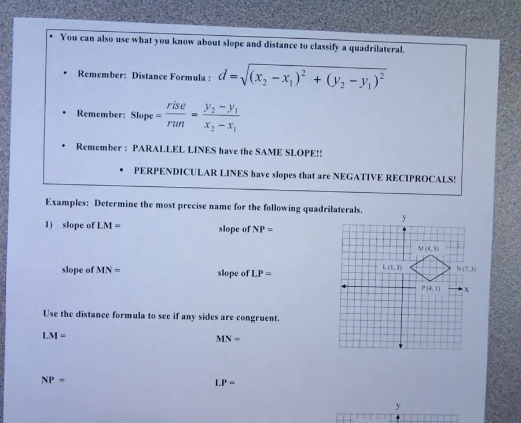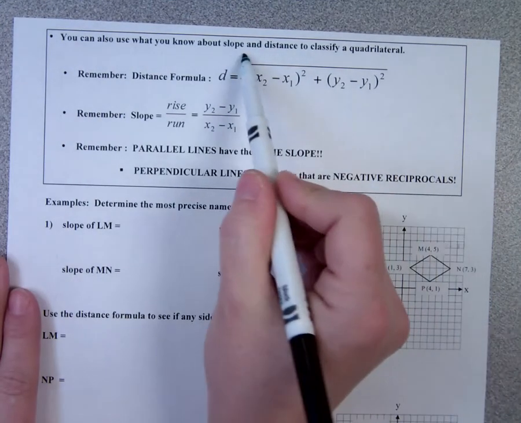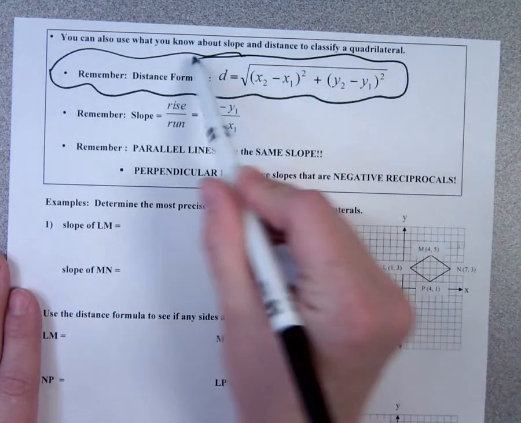Everybody have one of these? I think I passed out enough. Okay, this revisits the distance formula, which we've done before. It's just been a little while since we've done it. It revisits slope.